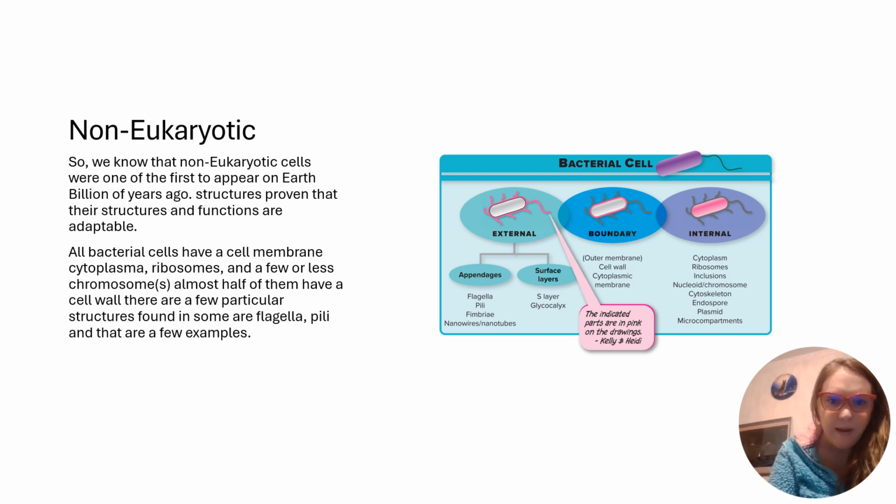So now we know non-eukaryotic cells were one of the first to appear on Earth billions of years ago. Structure has proven that their structures and functions are adaptable. All bacterial cells have a cell membrane, cytoplasm, ribosomes, and few chromosomes. Almost half of them have a cell wall. There are a few particular structures found in some. They are flagella, pili, and that are just a few examples.